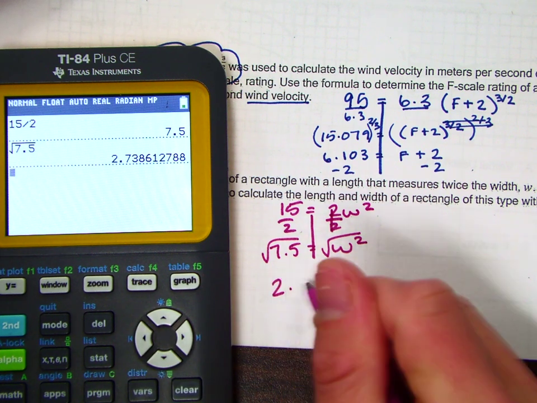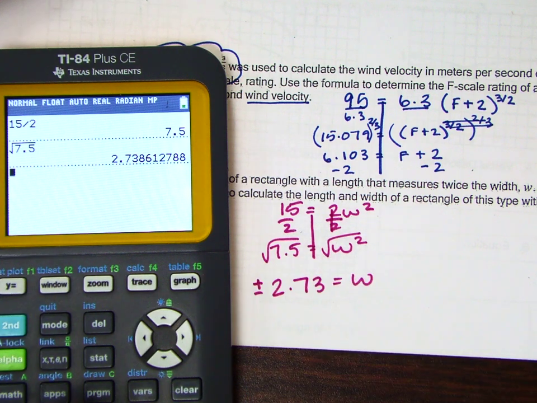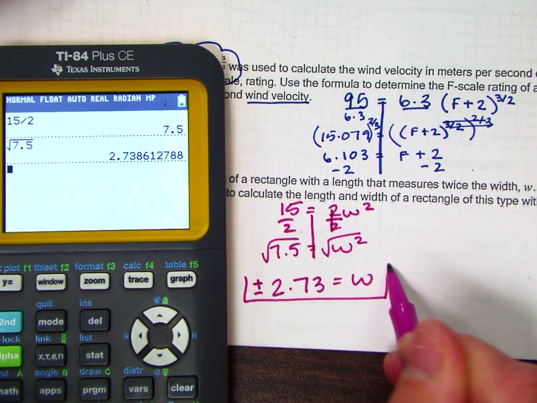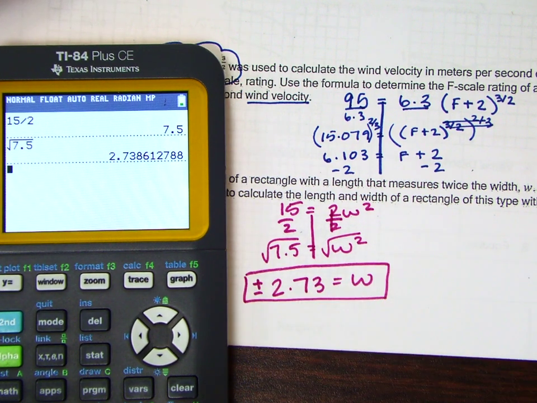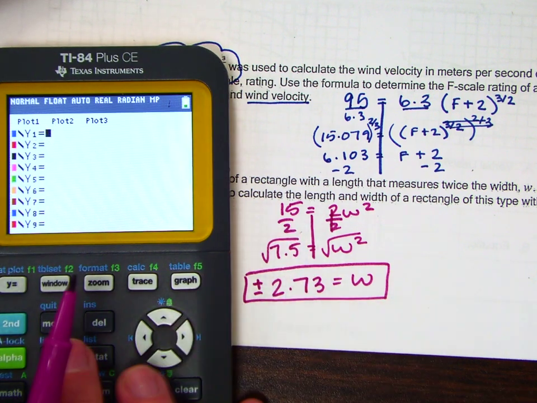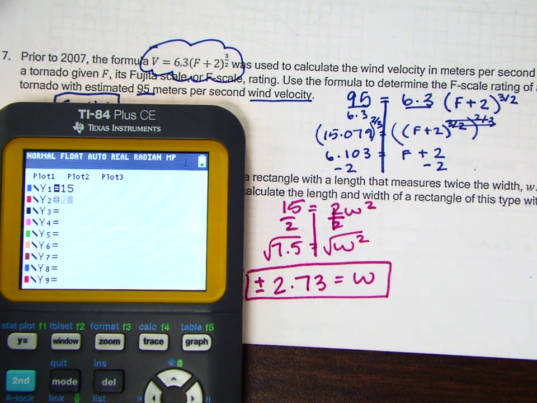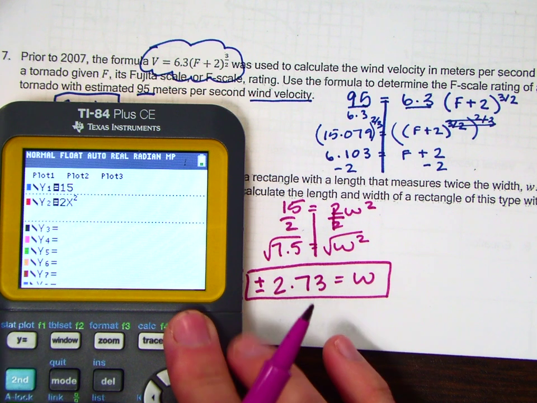All right, now every time you square root, you are going to have to put a plus minus sign. So you actually have two answers on this one. All right, you have plus and minus 2.73. So now let's look at what that looks like on the graph. So if you were to do this the graphing way, I'm going to put 15 in y1 and 2x squared in y2.